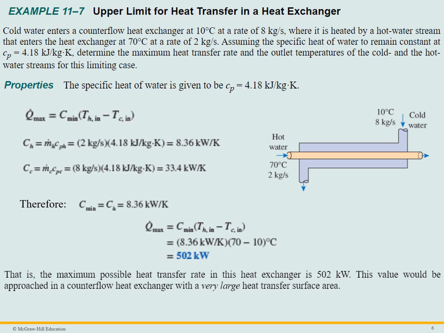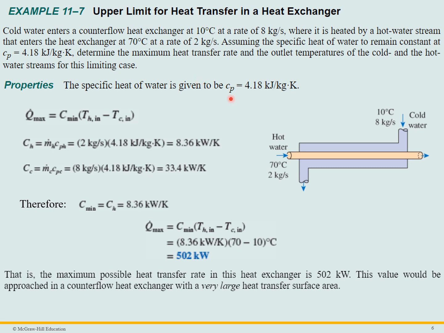So let's look at a simple example. So here we have cold water entering a counterflow heat exchanger. So counterflow, you have cold water coming in here and going this way and then out. Then you have hot water coming in from the left, going through and exiting on the right. So cold water enters at 10 degrees C at a rate of 8 kilograms per second, and is heated by a hot water stream that enters the exchanger at 70 degrees C at a rate of 2 kilograms per second. Assuming the specific heat of water to remain constant at 4.18, determine the maximum heat transfer rate and the outlet temperatures of the cold and hot water streams for this limiting case.